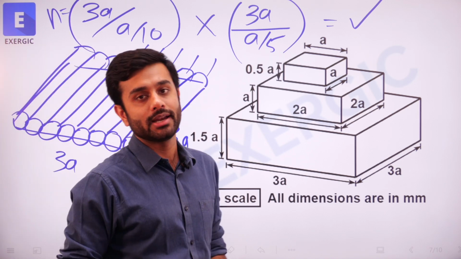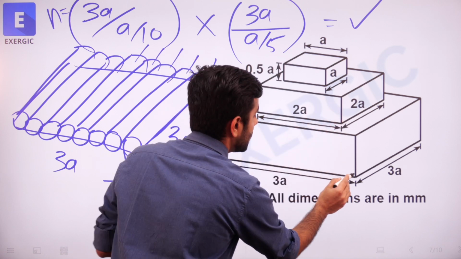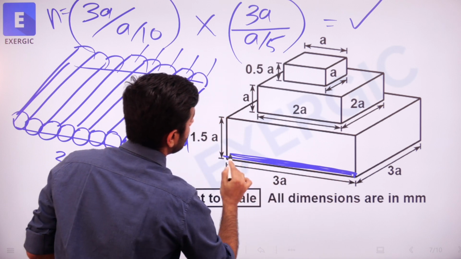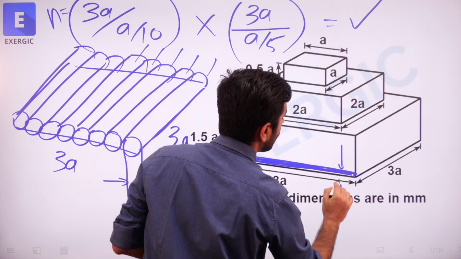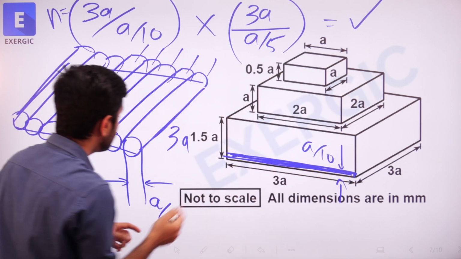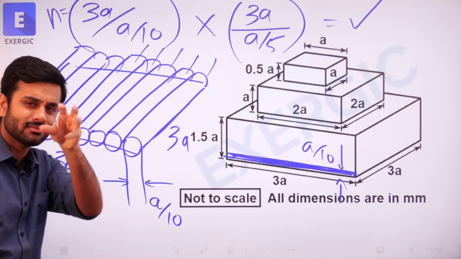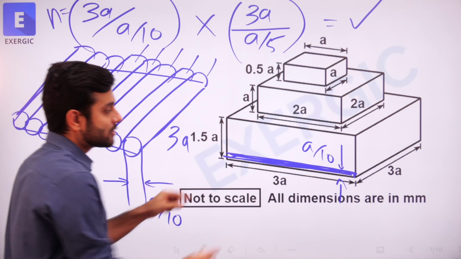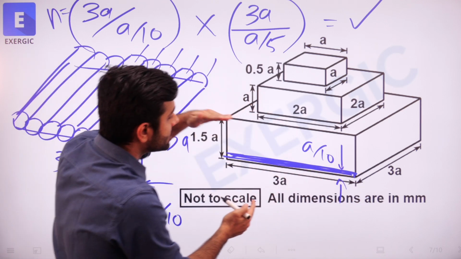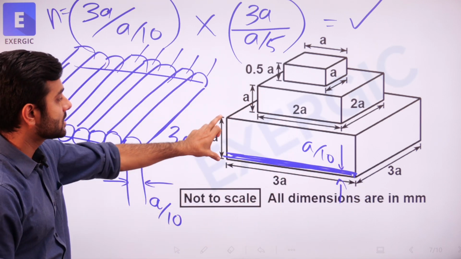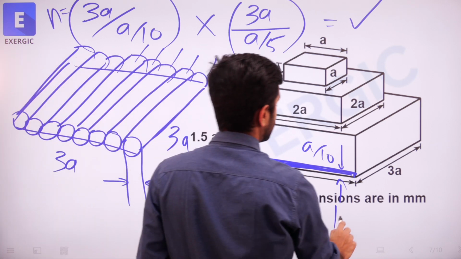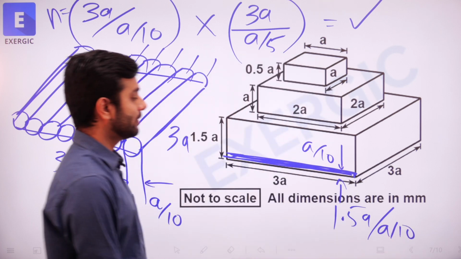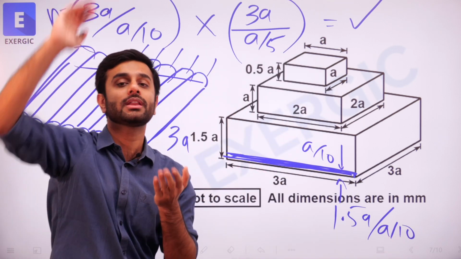Picture is not over yet. It is in 3 dimensions. So one layer has been done. Up to what height? Up to a height of a by 10. Again, because its cross section is circular, height is also a by 10 and width is also a by 10. So up to a by 10 it is done. How many such layers would be required? Total is 1.5a. So 1.5a divided by a by 10 will give you how many such layers would be required.